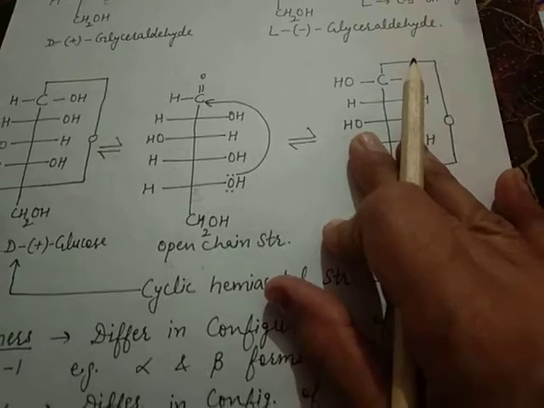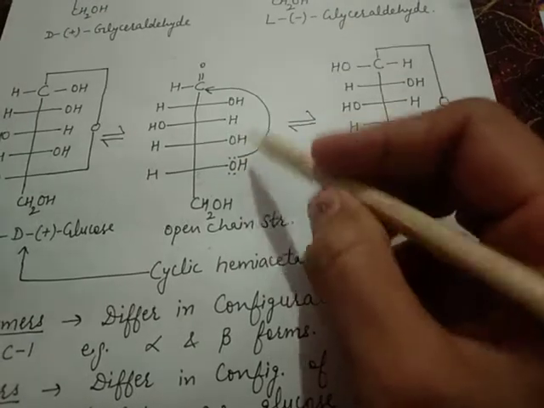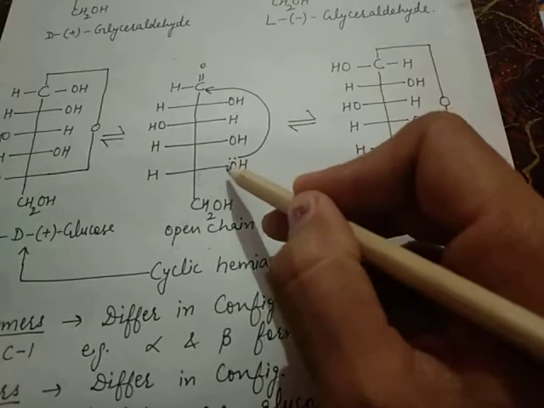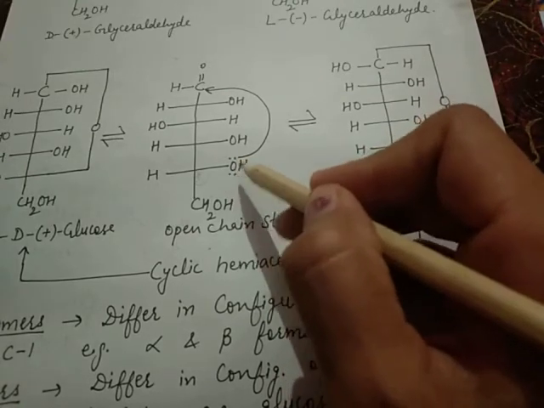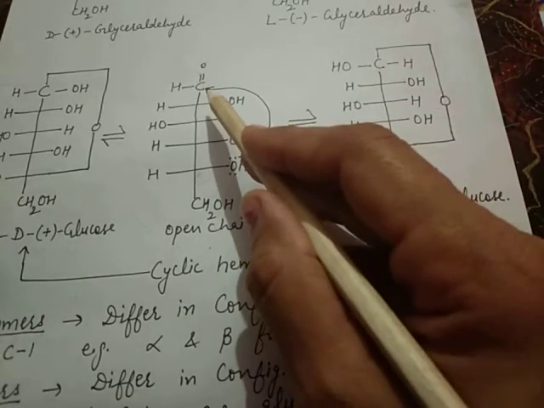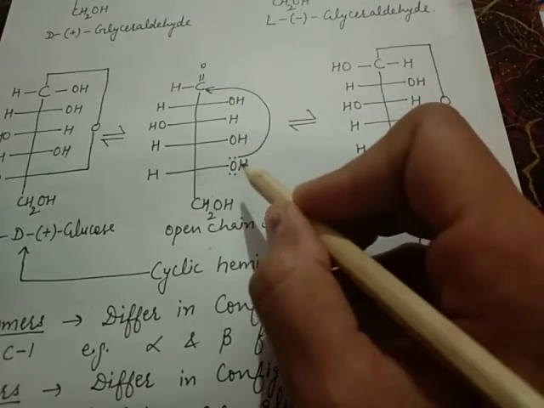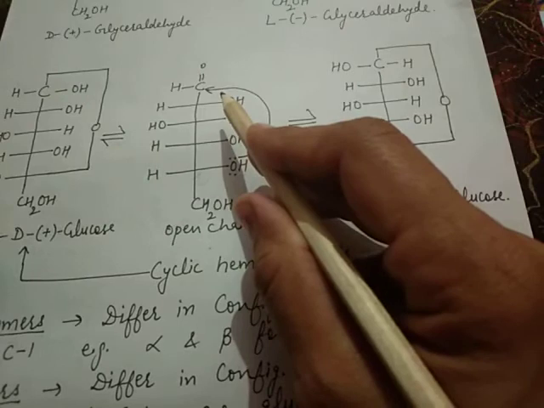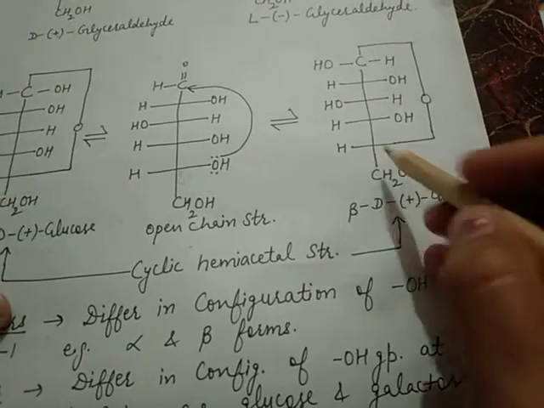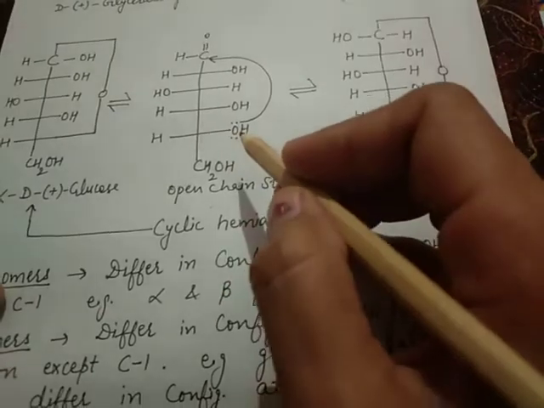Here we will discuss the cyclic structure of glucose. This is the open chain structure. At the 5th carbon, an OH group is present. This oxygen has a lone pair and it attacks the carbonyl carbon. When any alcohol reacts with an aldehyde, it will form a hemiacetal group. The hemiacetal form is formed.